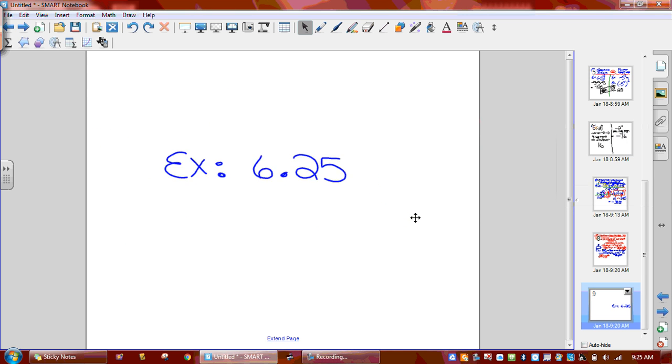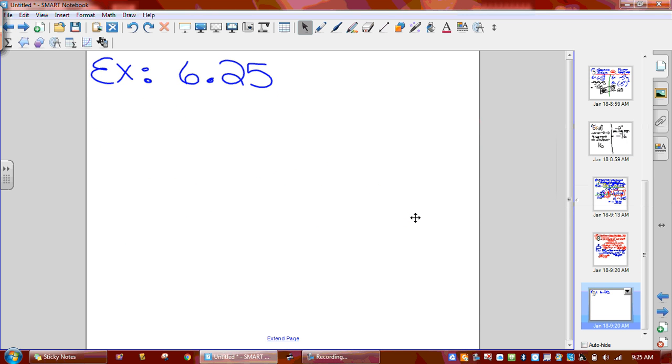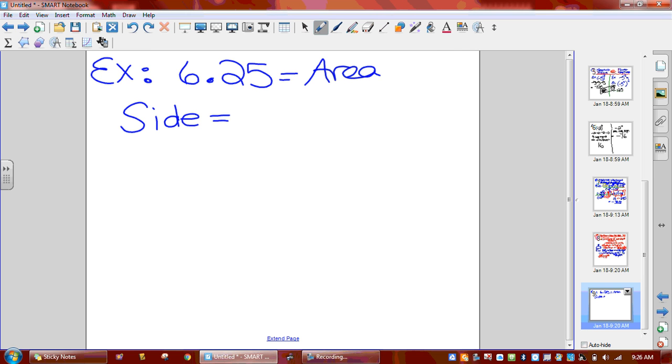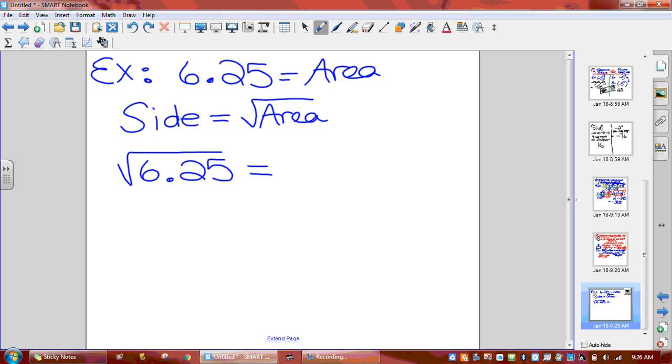Okay, here's our next example. So 6.25, that's my area. I want to know my side length. So my side length is equal to the square root of my area. Now I'm going to go square root of 6.25. Now, it's a decimal. So do you think I'm going to get a decimal answer? Probably. Let's give it a try. What did you get? Exactly.